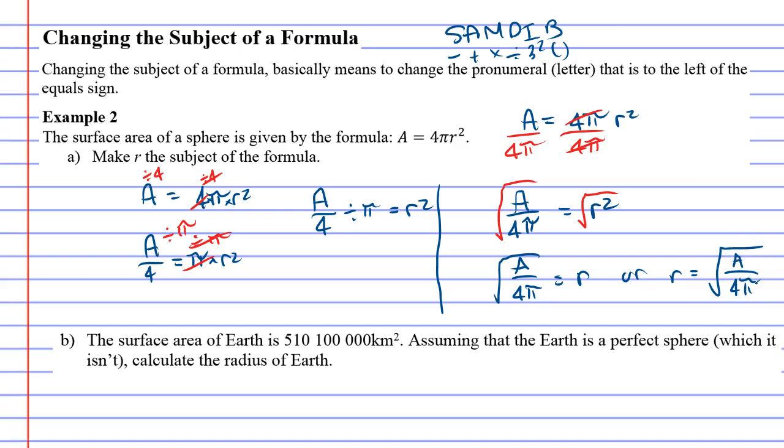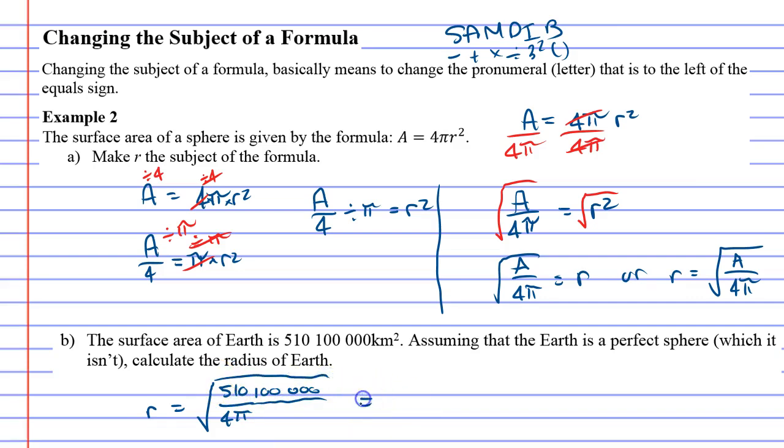Alright. Now question B. The surface area of Earth is 510,100,000 kilometers squared. Assuming that the Earth is a perfect sphere, which it isn't, calculate the radius of Earth. So we can use this formula now to work this out. A over 4 pi, A representing the area. So we're going to write 510,100,000 at the top of our fraction. We'll draw the line across.